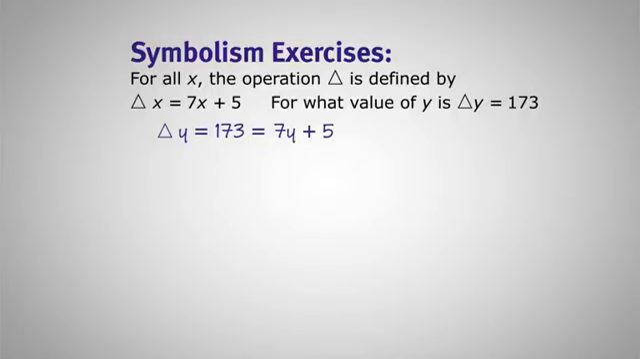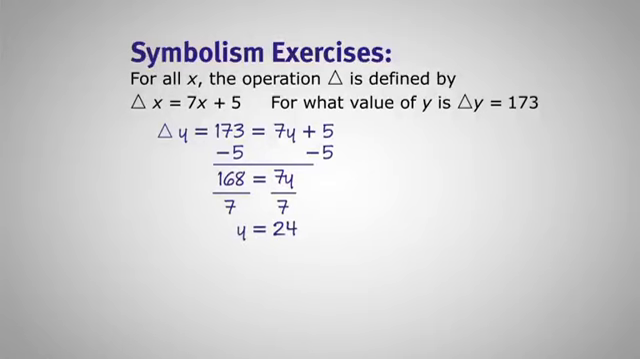Combine like terms by subtracting 5 from both sides of the equation. On the left-hand side, we end up with 168, and on the right-hand side, we end up with 7y. So 168 equals 7y. Now all we need to do is divide both sides by 7 in order to get our answer. 168 divided by 7 is 24. So y is equal to 24.